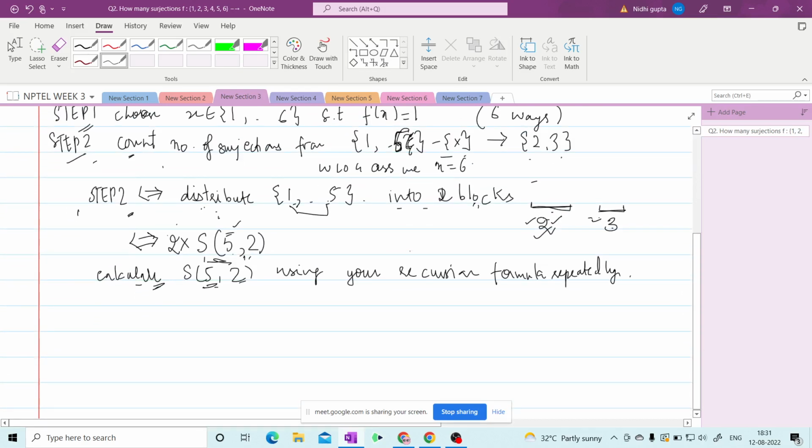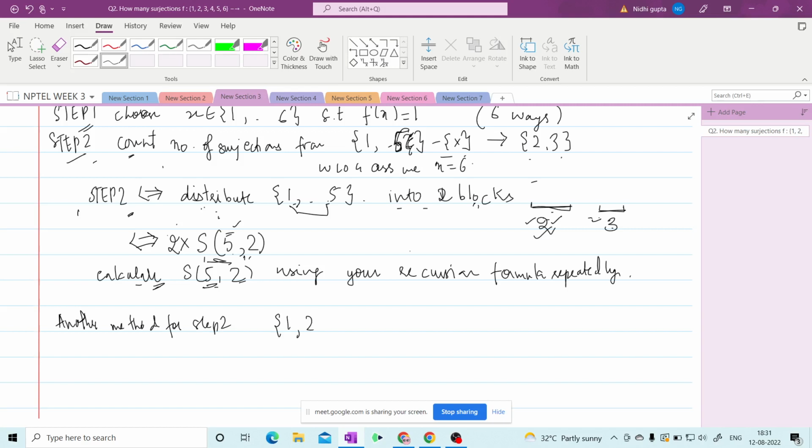So now you can calculate this S(5,2) using your recursion formula repeatedly. Okay, now this was one way. Another method for step 2: you want to count surjections from this 1 to 5 to {2, 3}.